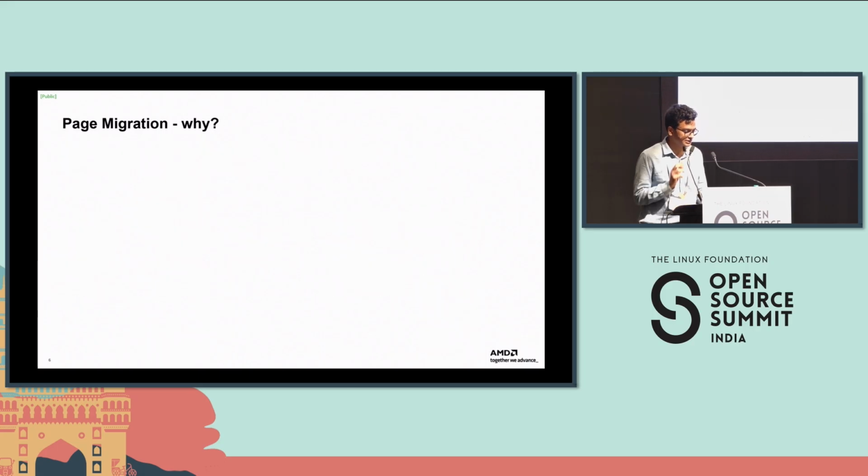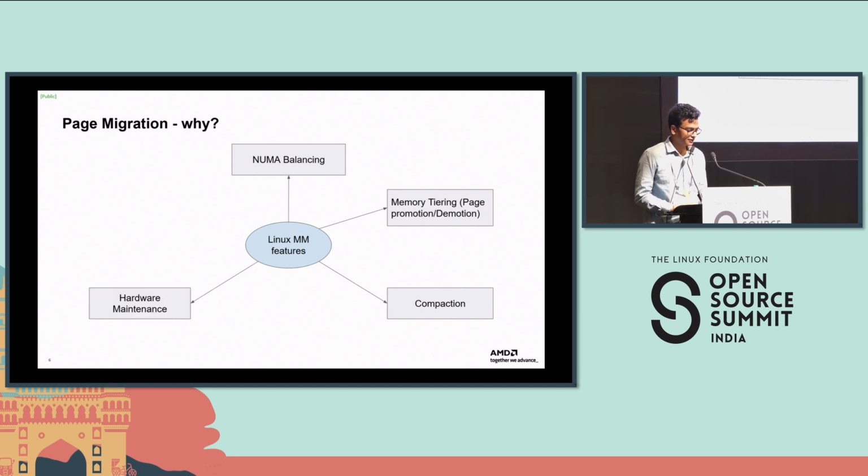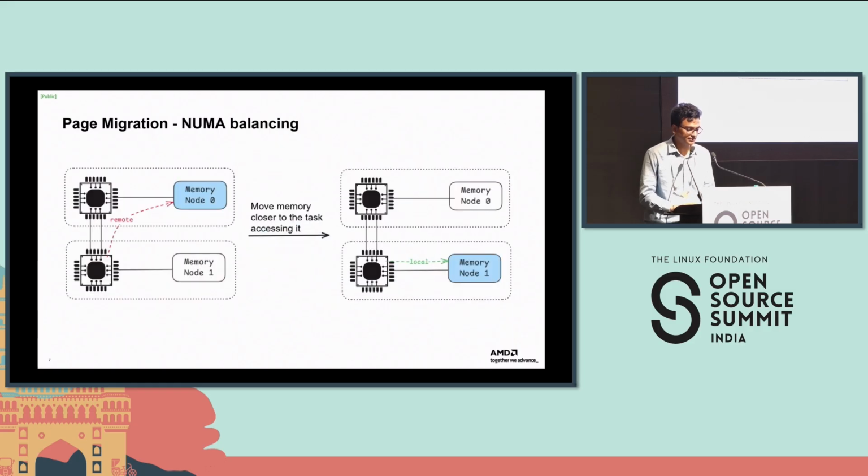So why is it needed? Page migration is an important subsystem in the kernel, and it supports other features like NUMA balancing, memory tiering, page promotion, demotion, then compaction, hardware maintenance, and user-driven migrations. Let's see each one of them.